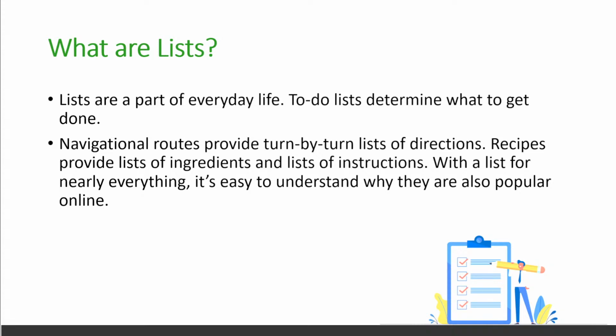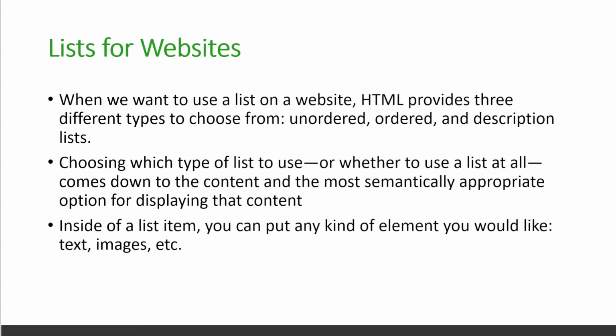And oftentimes, we will use lists on a website for similar purposes. Right? And there are 3 types of lists primarily that we use on a website. These are unordered lists, ordered lists, and description lists. For our purposes in this course, we're going to focus on unordered lists and ordered lists.